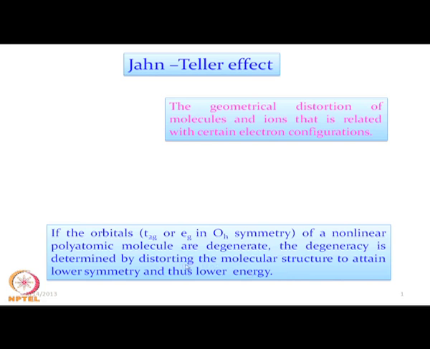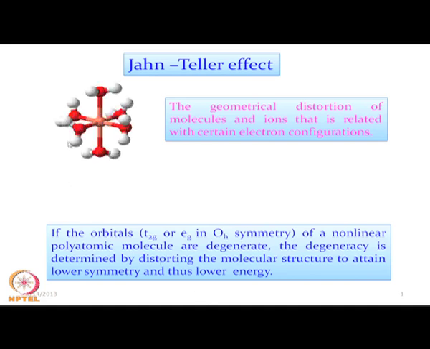This distortion will lift all this degeneracy, that means they will no longer be degenerate. The t2g set will have further splitting and the eg set will have further splitting, and unequal occupancy of those split levels will give rise to a low energy situation. As a result we have the splitting, and we know that it originates from the lower symmetry compared to the octahedral symmetry.